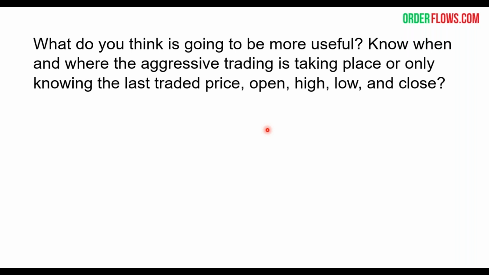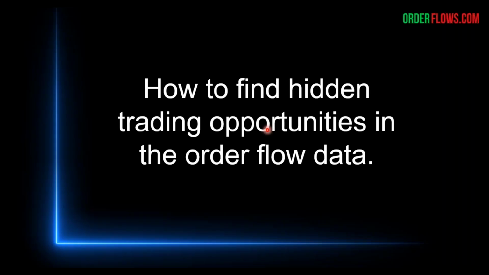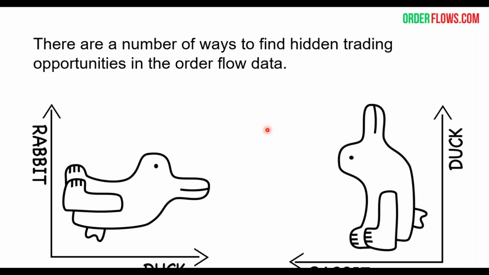Well, knowing where the aggressive traders are, because what's going to move the market? Knowing simply where the open, high, low, close are isn't going to tell you which way the market's moving. It's where the aggressive traders are, and the direction that they're trading, that is going to give you clues as to where the market is moving. And that brings us into our next point on finding hidden trading opportunities in the order flow data.